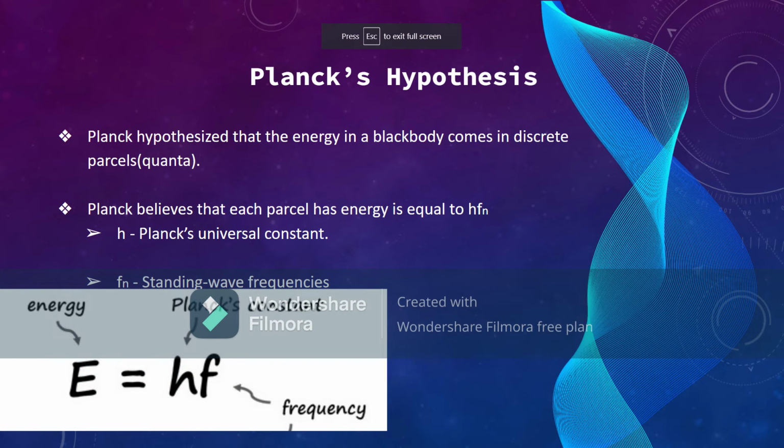Planck's hypothesis. Planck hypothesized that the energy in a black body comes in discrete parcels. Planck believed that each parcel has energy equal to hfn. h stands for Planck's universal constant, and fn stands for standing wave frequency. The image provided is the equation that is being explained in this hypothesis slide.